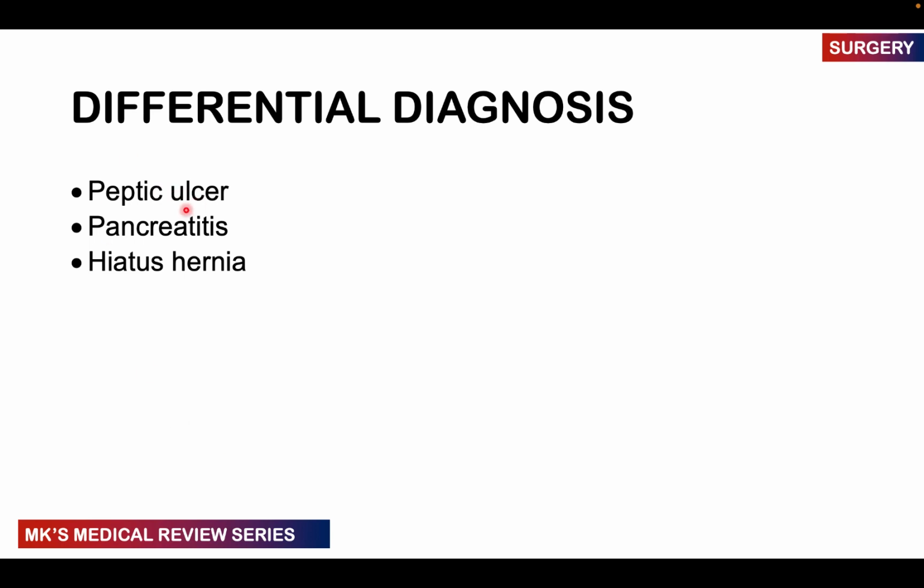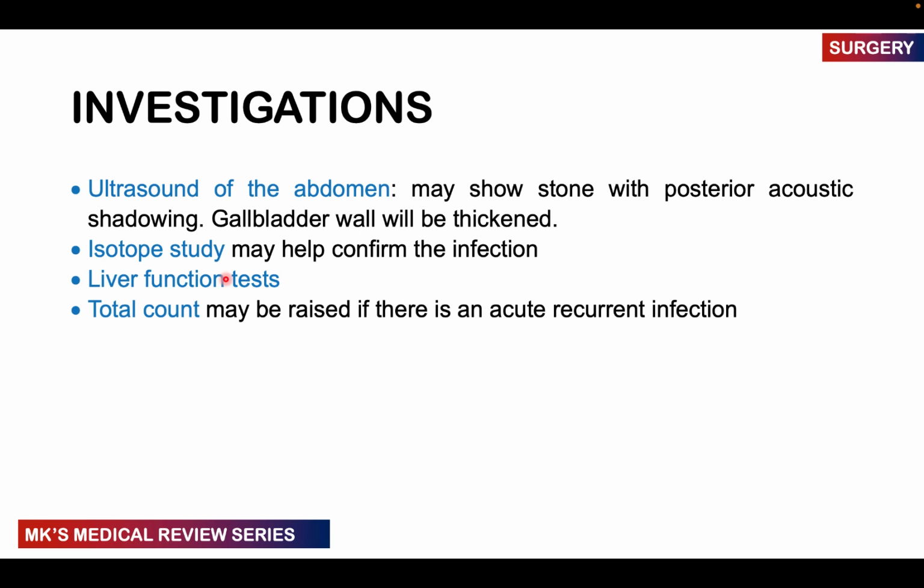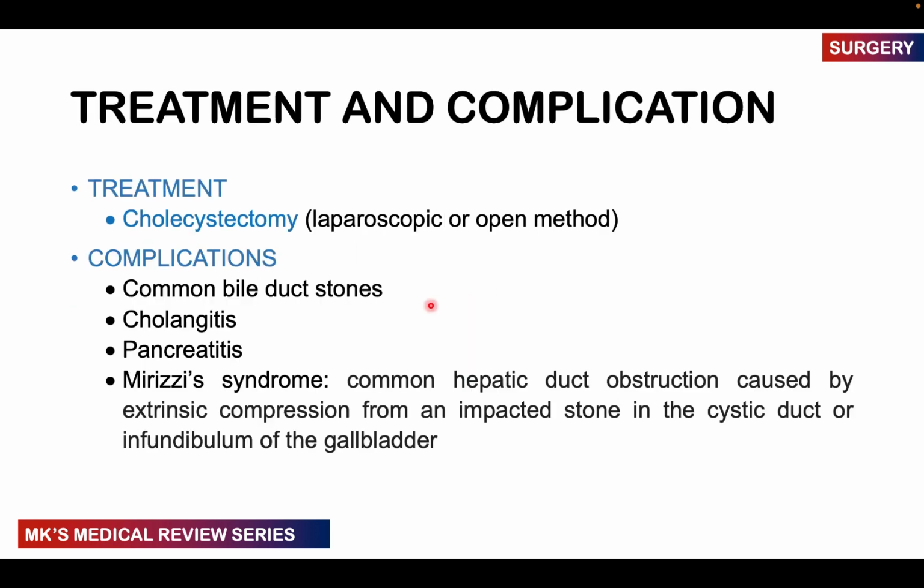Differential diagnosis includes a peptic ulcer, pancreatitis, and a hiatus hernia. Investigations include ultrasound of the abdomen, which may show a stone with posterior acoustic shadowing. You may get the gallbladder wall being thickened. An isotope scan may confirm the infection. A liver function test can be done, as well as a total count that may show a raised white blood cell count, and this is if there is an acute recurrent infection.